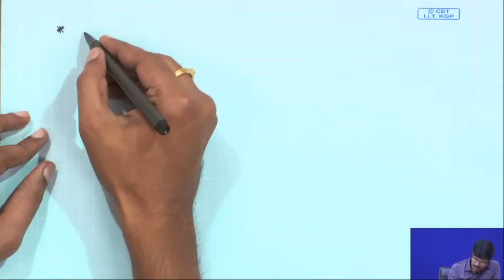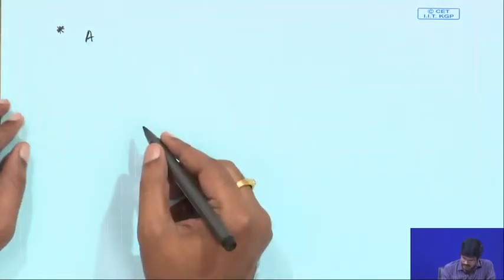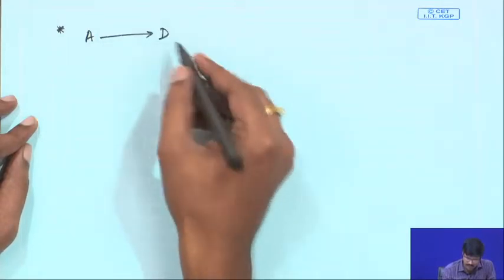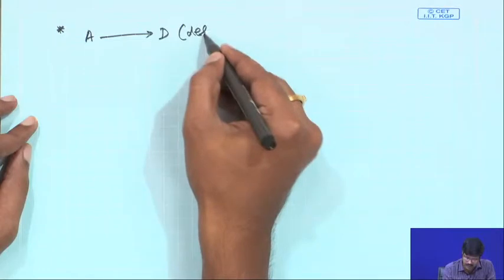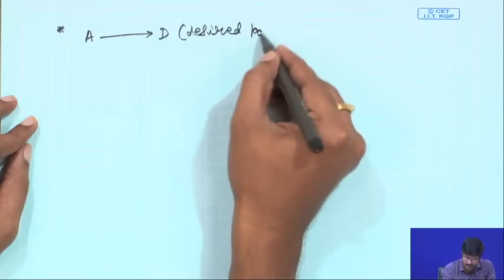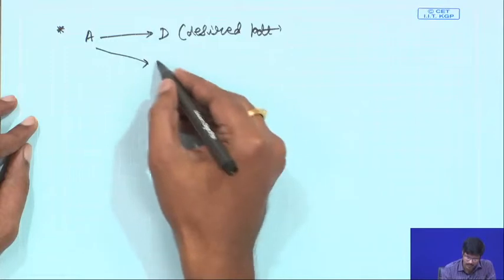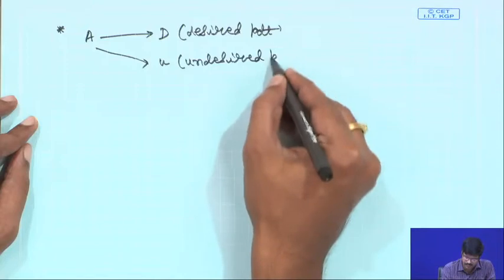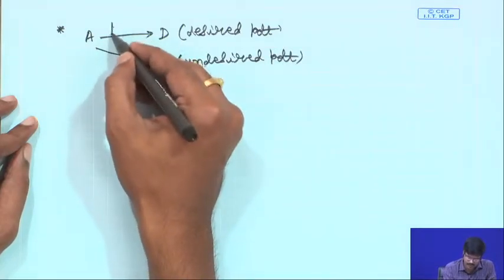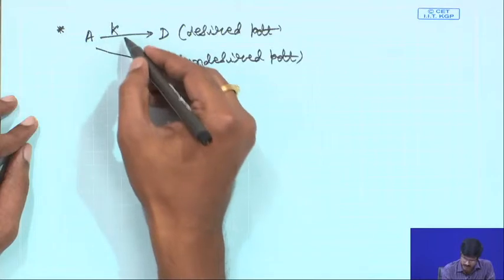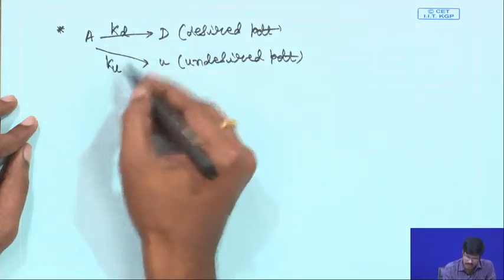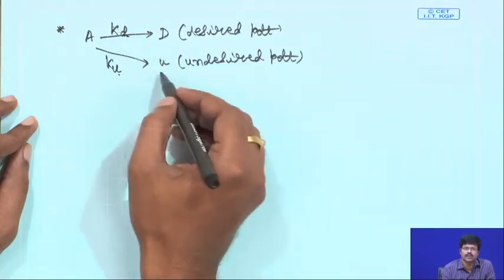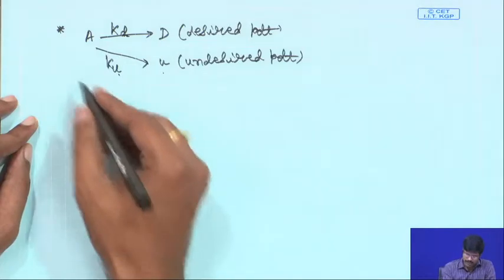So, let us say you have a reaction, generically A is the starting material, and A can give rise to a desired product, or A can give rise to an undesired product. Let us say the rate constants for them are small k d and small k u, d being the suffix to tell you that this is the rate constant for the desired product, and u for the undesired product. So, what is the selectivity?